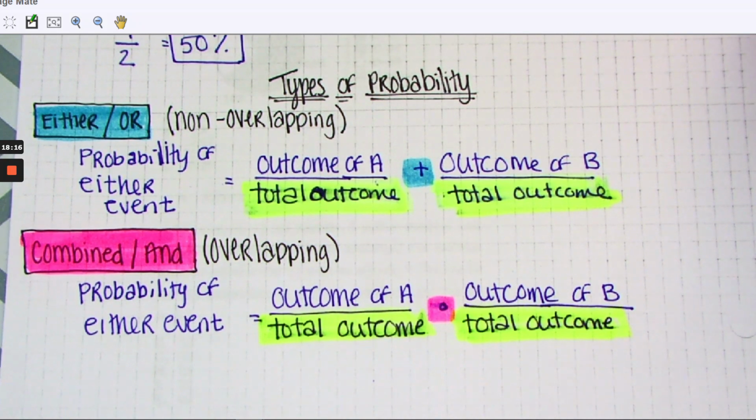So the hardest part about this probability is you have to ask yourself, when do I add and when do I multiply? So ask yourself what's happening. If this or this could happen, you add them. If you have to do two things, this and this must occur, then you have to multiply.